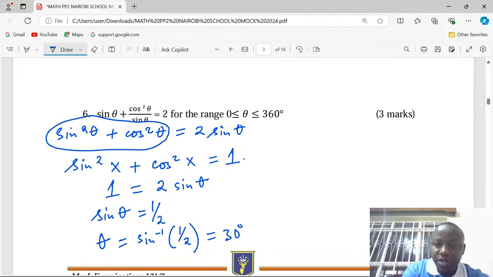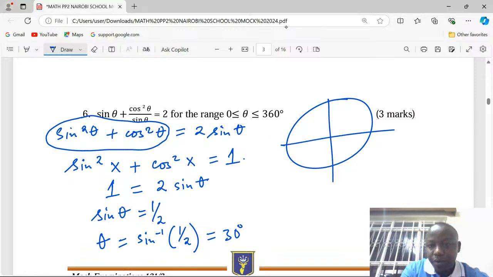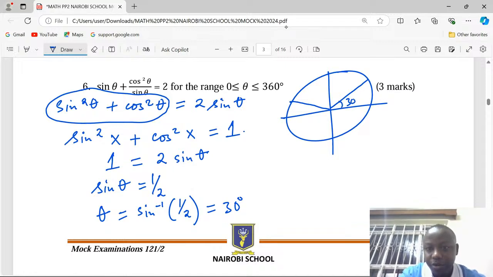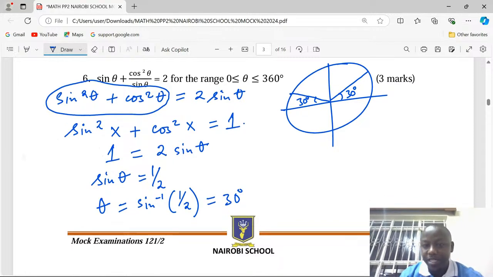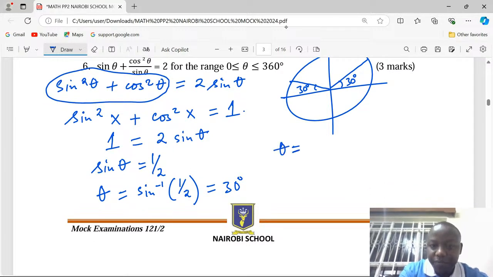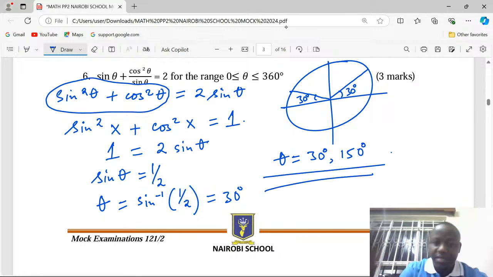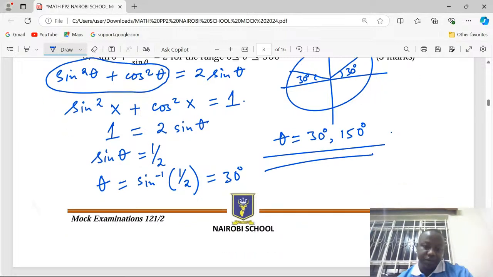Now, when we go to the unit circle, you discover that both in the first and in the second quadrant, sine is usually positive. So we need 30 degrees in the first quadrant and also 30 degrees measured in the second quadrant. So the first value of theta is 30 degrees, and the second value of theta will be 180 minus 30, which is exactly 150 degrees. So these are the two angles which satisfy the above equation.